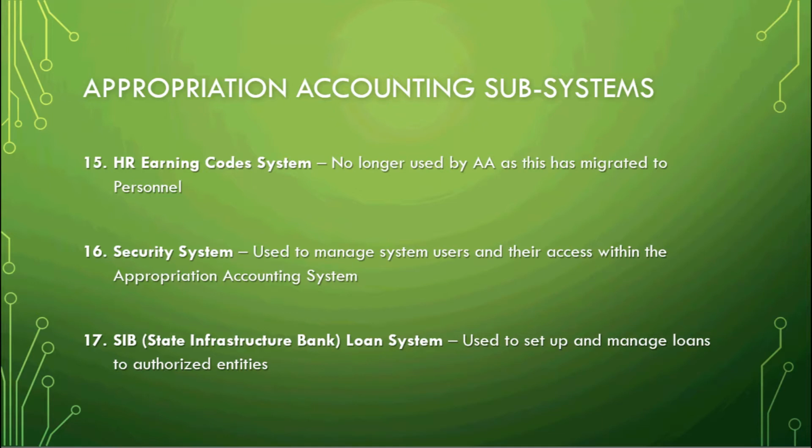16th is the Security System, which is used to manage system users and their access within the Appropriation Accounting System. 17th is the SIB system, or State Infrastructure Bank. This is used to set up and manage loans to authorized entities.